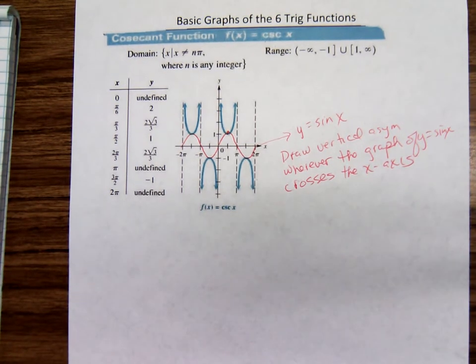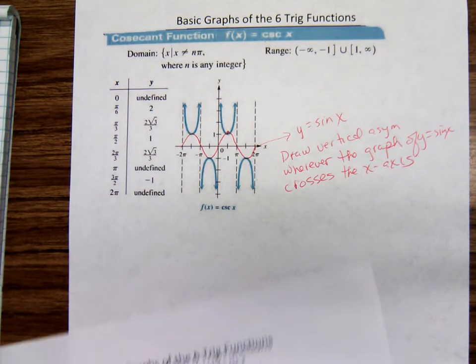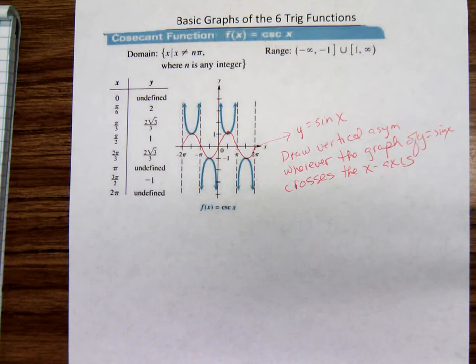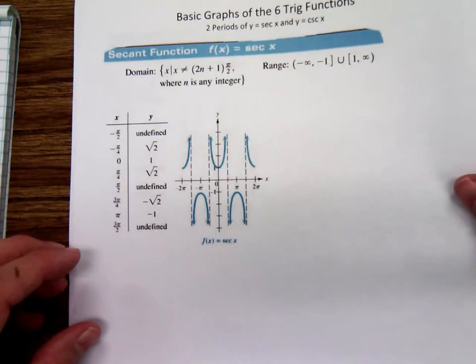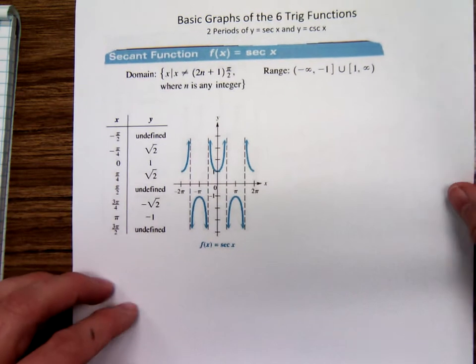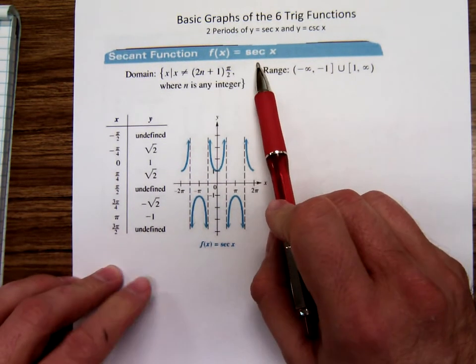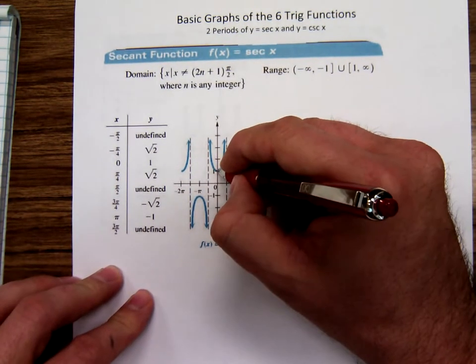So we just sort of have to see how to graph these. But the secret to graphing cosecant or secant is to first graph the corresponding reciprocal function. If you want to graph secant, you first graph cosine. I'm doing this in red.